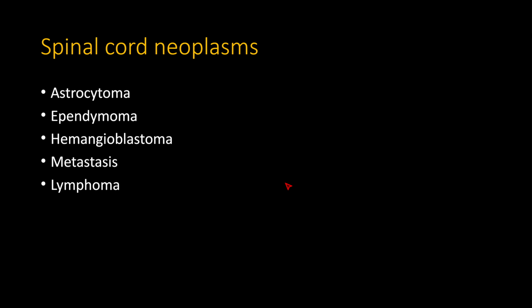We're going to finish the lecture by talking about some spinal cord neoplasms, and I'm only going to talk about them in the setting of contrasting between spinal cord lesions that are neoplasms versus those that are inflammatory, vascular, demyelinating, because these can really be probably their own topic of lecture. Some of the neoplasms that can occur in the spinal cord are astrocytoma and ependymoma, probably the most common ones, and then hemangioblastomas, metastasis, or lymphoma can also occur in the spinal cord.